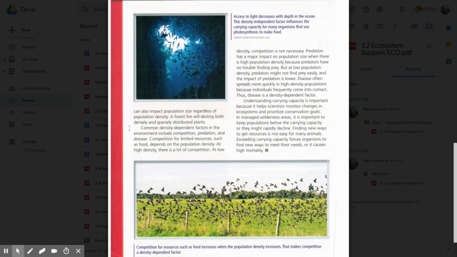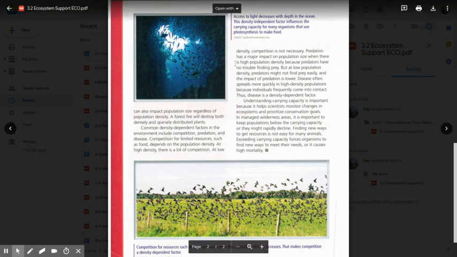Common density-dependent factors in the environment include competition, predation, and disease. Competition for limited resources, such as food, depends on the population density. At high density, there is a lot of competition. At low density, competition is not necessary.